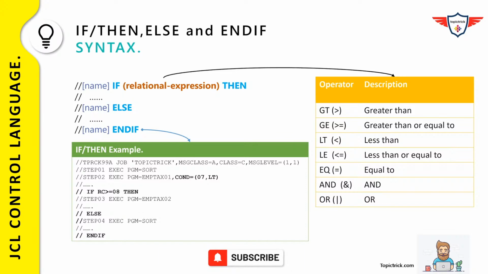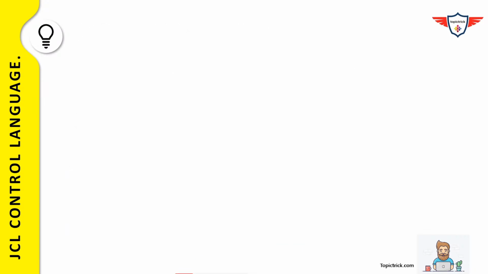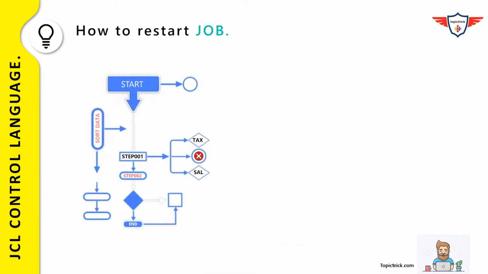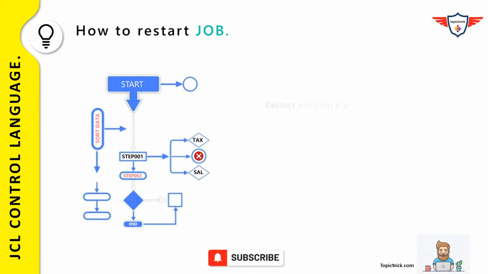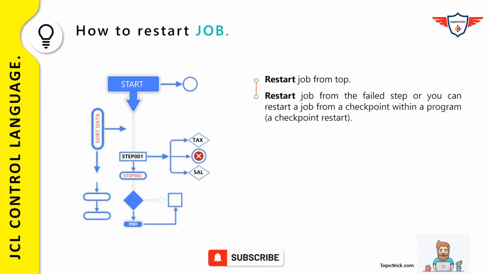Now let's focus on our next section, that is how to use restart parameters to restart your job. In this section, we will try to understand what are the different ways of restarting your job in case it fails. So when a program abandons or the system fails, you may need to restart a job from a specific point or a step where it had failed instead of restarting it from the top. Now the question is, is it possible to restart a job from a designated step instead of restarting it from the top? Well, the answer is yes.